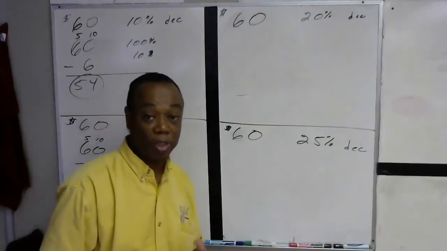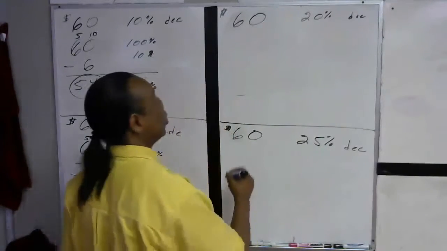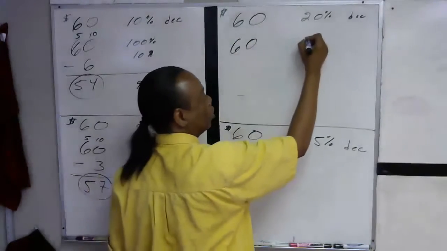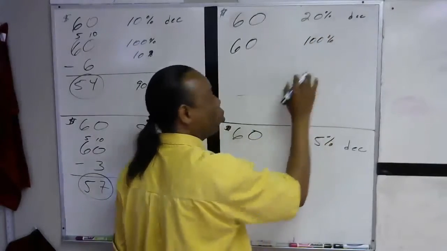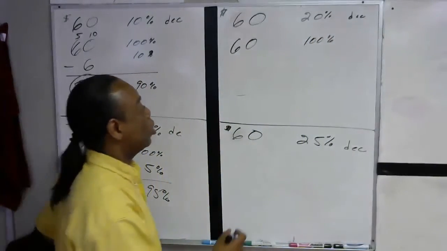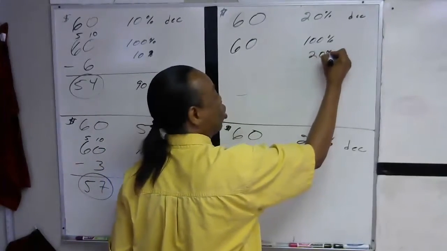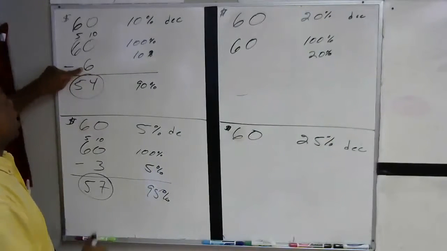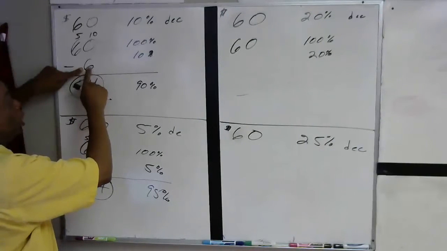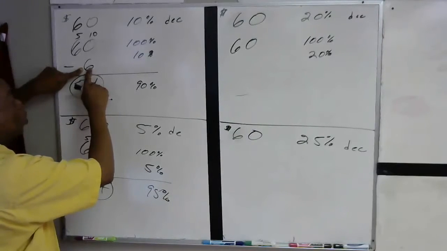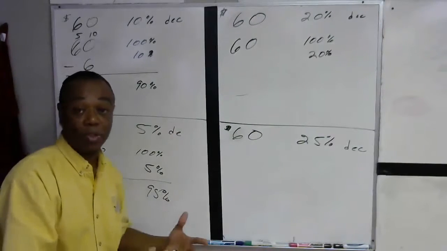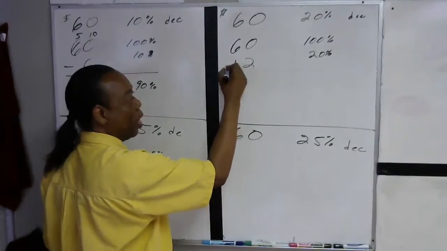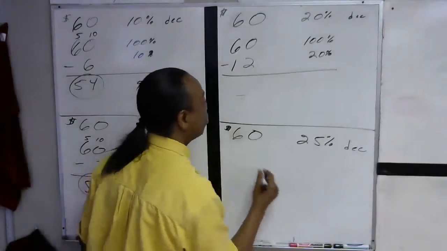Now, a 20% decrease. Well, a 20% decrease we find by identifying 60 as 100%. That's the original. Now, to find the 20% amount, we go back to the 10%. Okay, the 10% was 6. And to find 20%, we double the 6 here. So 6 plus 6 is 12, or 6 times 2 is 12. And that's 20%.